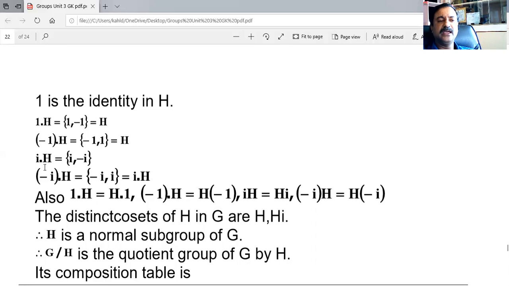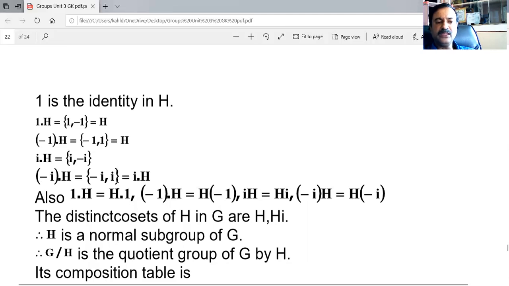What about iH? Here i is multiplying on the left side of each element of H. That means i into 1 is i, and i into -1 is -i. What about -i into H? -i into 1 is -i, and -i into -1 is i. This is iH. That is, iH is equal to -iH. Is it right?